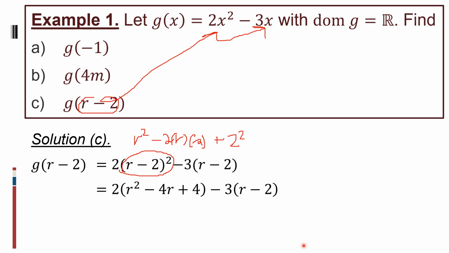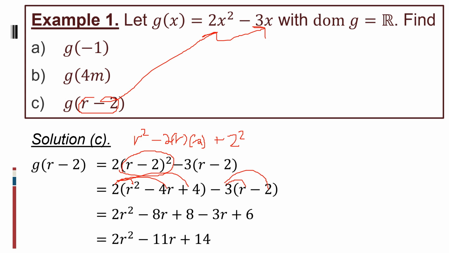Then we multiply by 2. Then dito naman sa kabila, minus 3 times r minus 2. Distributing 2 dito sa ating expression and yung negative 3 doon sa kabila, we now have 2r squared minus 8r plus 8. So, since negative to, mag-change ng sign, negative 3r plus 6. Combining like terms, we have 2r squared, negative 8r minus 3r is negative 11r, 8 plus 6 is positive 14. So we have 2r squared minus 11r plus 14.